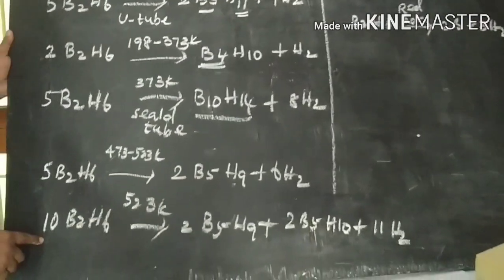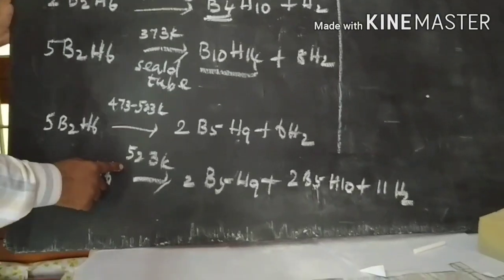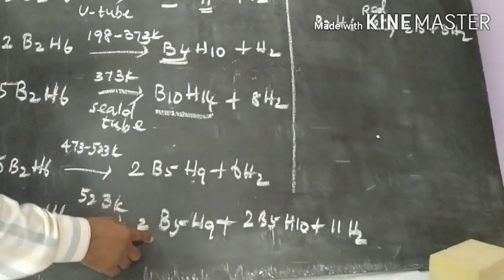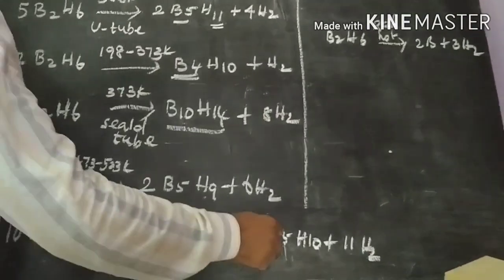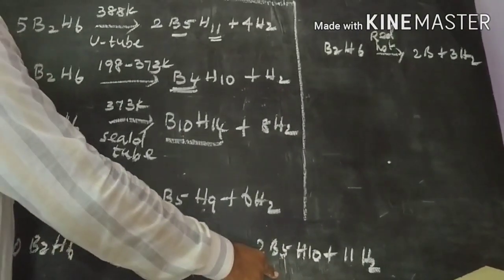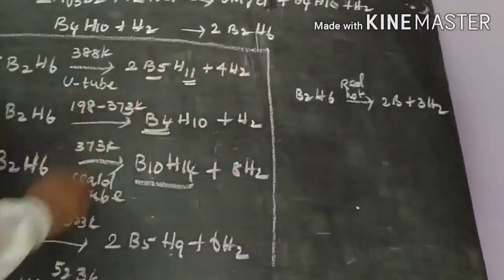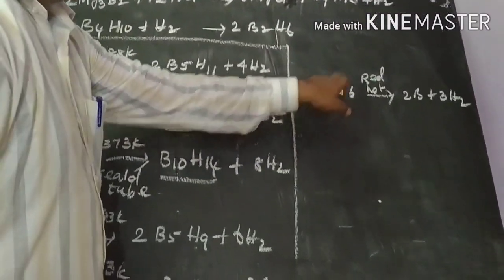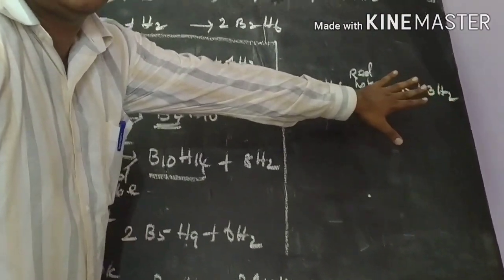Next, 10 moles of diborane at a temperature of 523 Kelvin give pentaborane, hydrogen count 9. Again pentaborane, hydrogen count is 10. Next, 1 mole of diborane in a red hot condition gives boron and hydrogen gas.